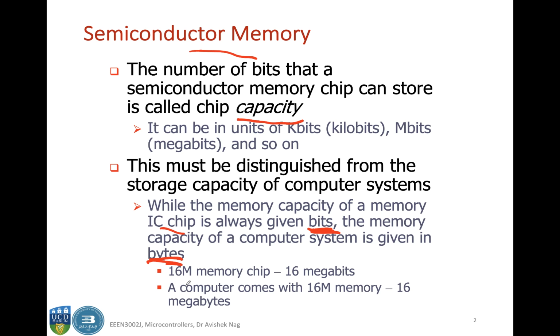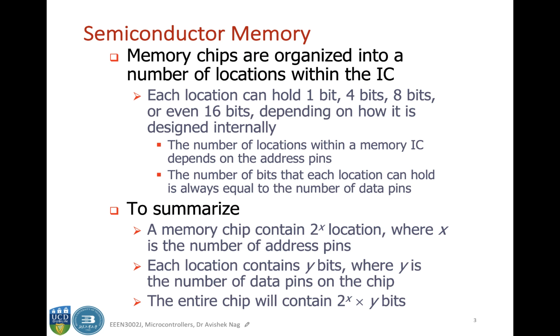So when you say a 16M memory chip, you actually refer to 16 megabits of memory. So bits is the thing that you are referring to. In case of a computer, when it comes with, let's say, 16M memory, then you are actually talking about 16 megabytes. So this distinction has to be kept in mind.